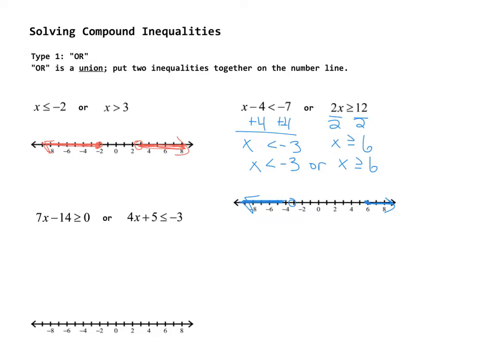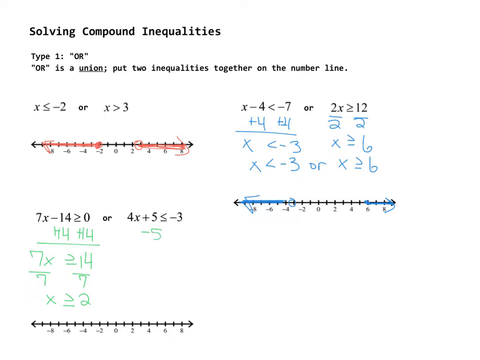The next one has two two-step inequalities. I'm going to add 14 to both sides. I get 7x is greater than or equal to 14. Divide both sides by 7, and x is greater than or equal to 2.